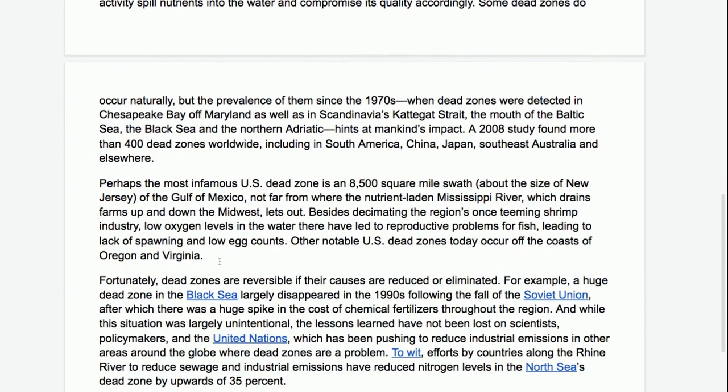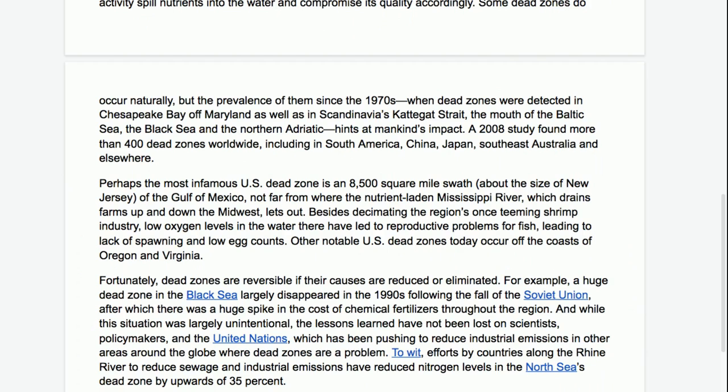Perhaps the most infamous U.S. dead zone is an 8,500 square mile swath, about the size of New Jersey, of the Gulf of Mexico, not far from where the nutrient-laden Mississippi River, which drains farms up and down the Midwest, lets out.